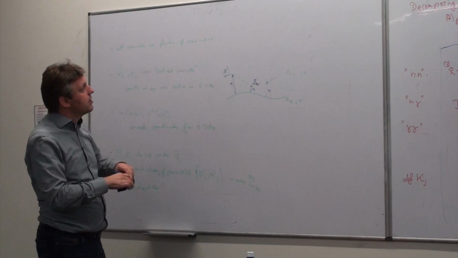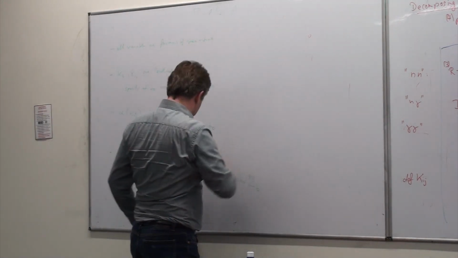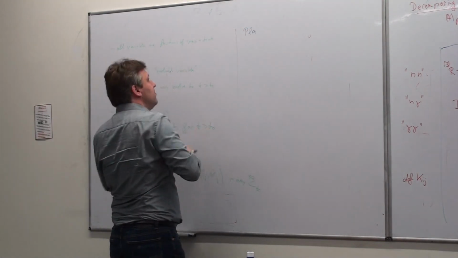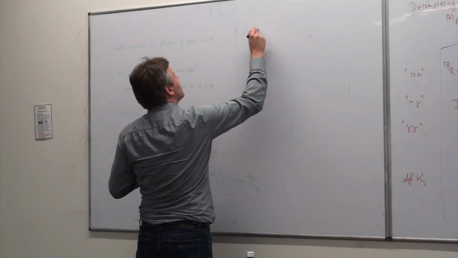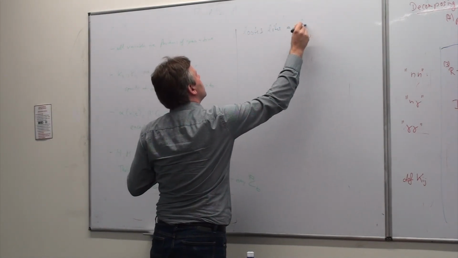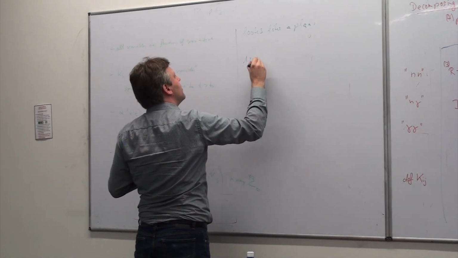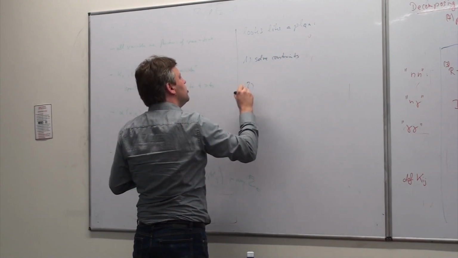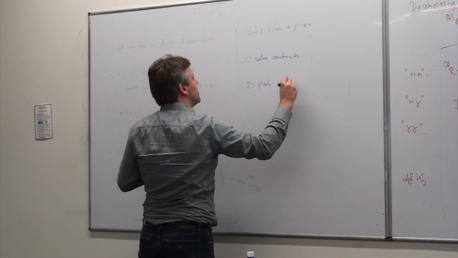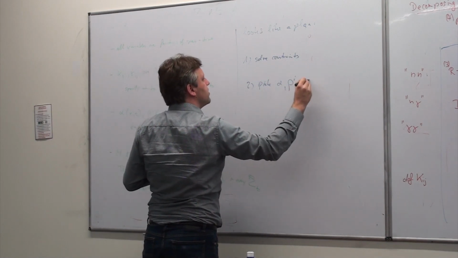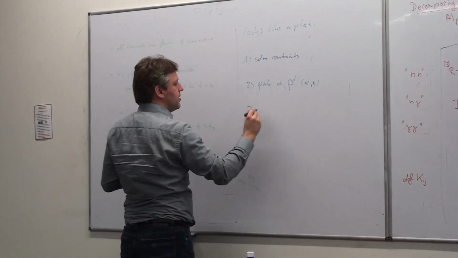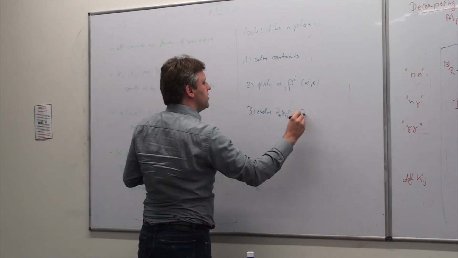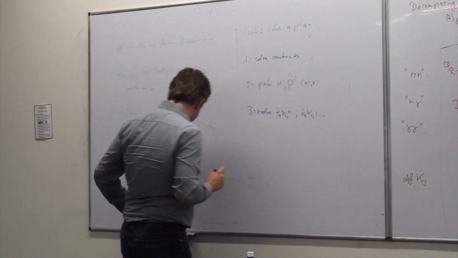So I've sketched this little plan of how to solve Einstein's equations. Let's put it down. Okay. So it looks like a plan. One, solve constraints. Two, pick alpha and beta as a function of x and t. Three, evolve dt gamma ij, dt Kij.